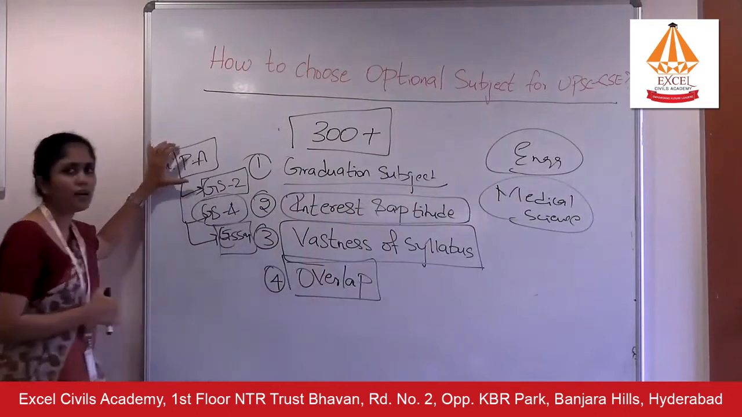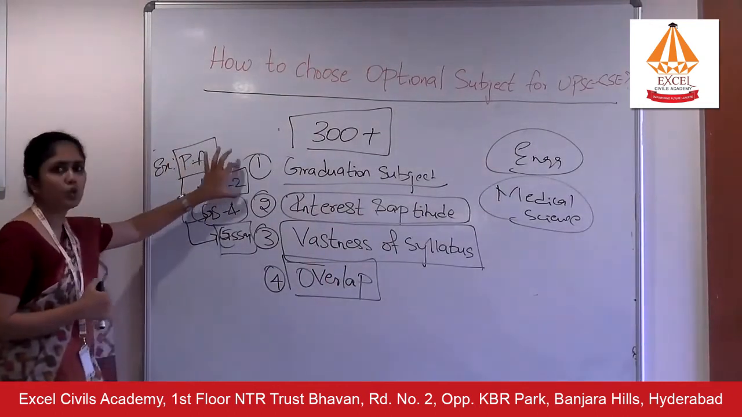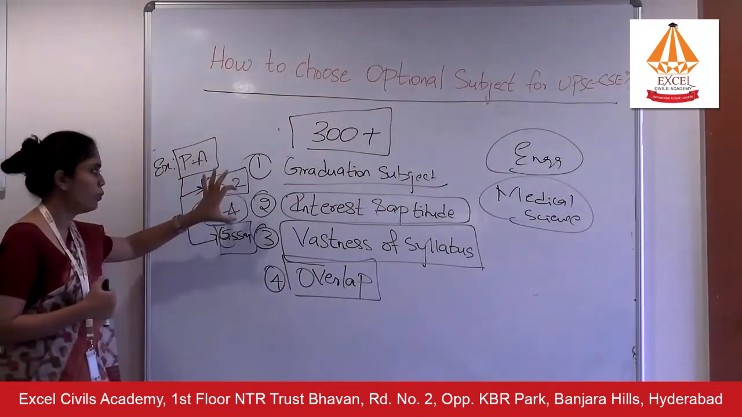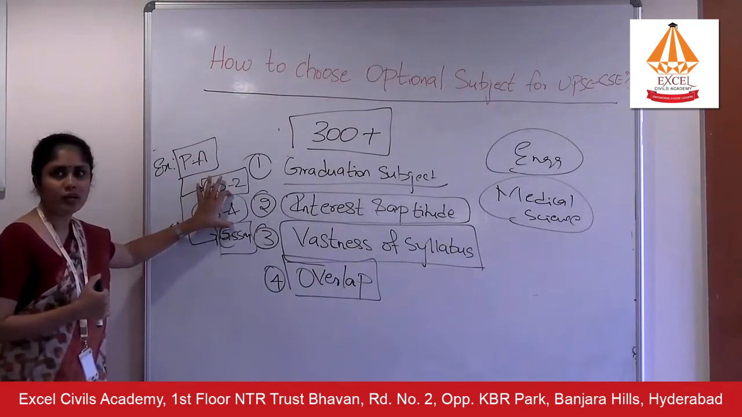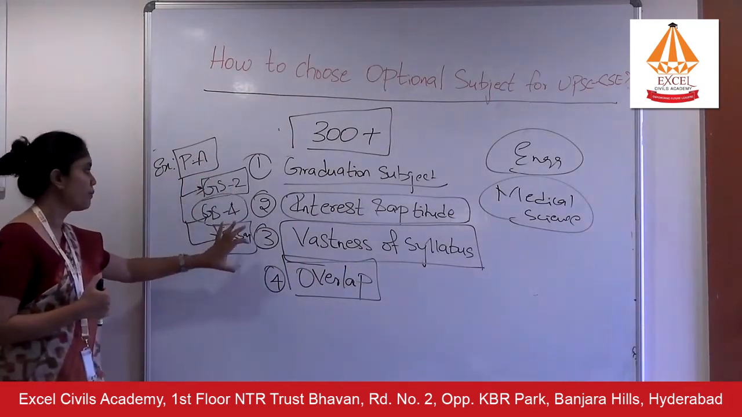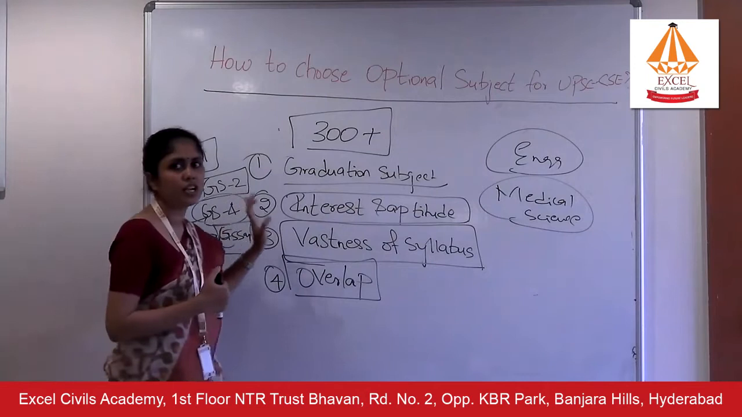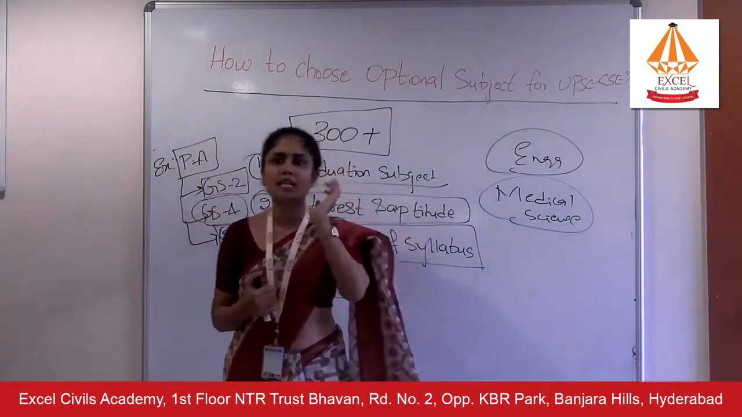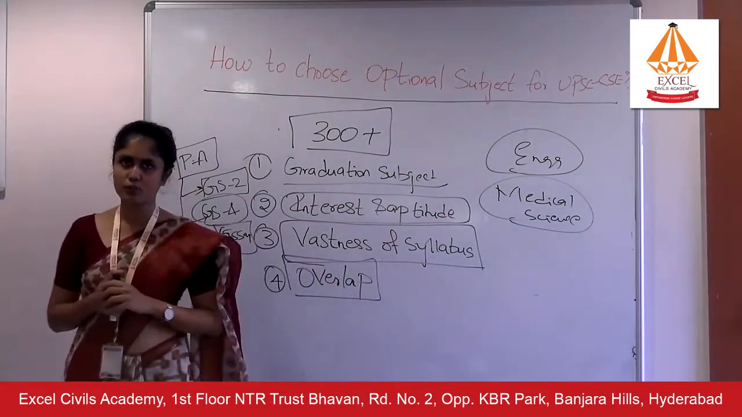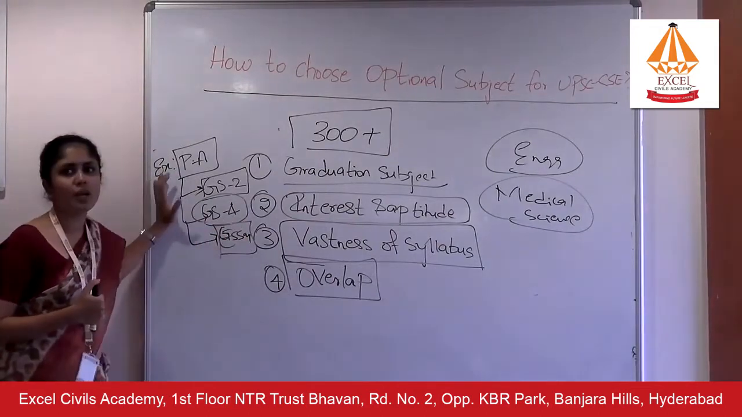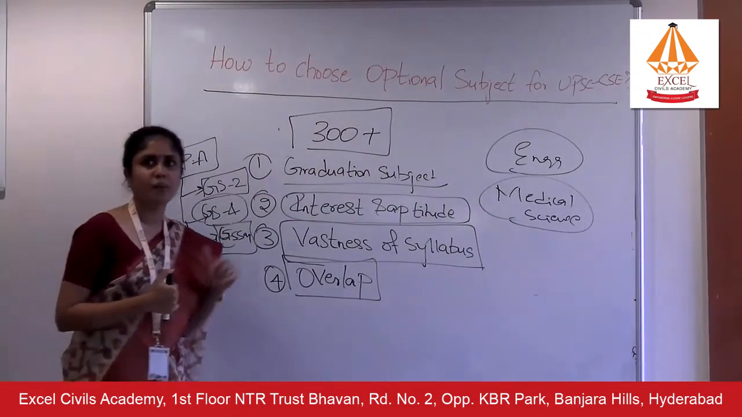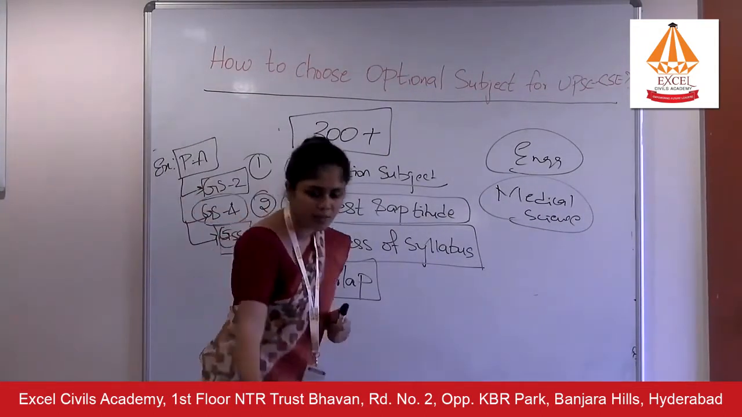500 marks for your optional subject, 200 marks in your general studies paper 2, almost 200 marks in your general studies paper 4, and 125 marks in your essay would get simultaneously covered in your public administration optional, right? So this is the reason why public administration is a very famous or popular choice among aspirants.